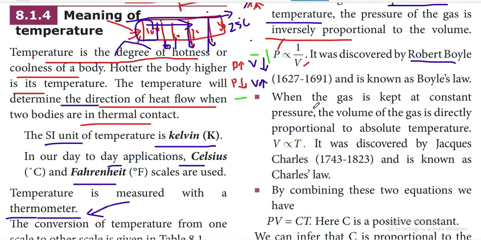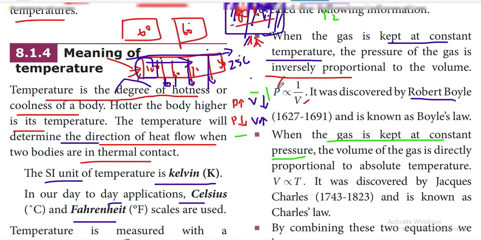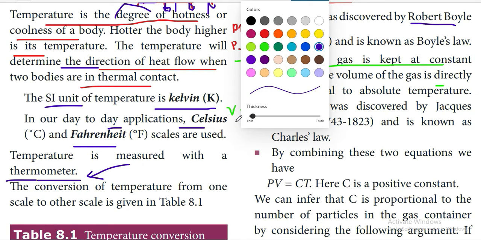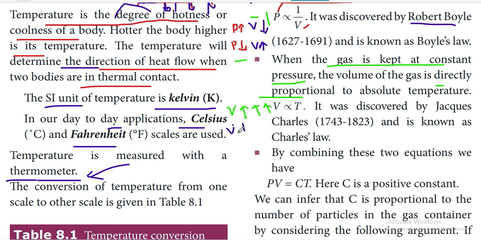Now I will see the next condition. When the gas is kept at constant pressure, the volume of the gas is directly proportional to the temperature. When we say directly proportional, what will happen? When the volume increases, temperature also increases. When the volume decreases, temperature also decreases. So we will see this condition.